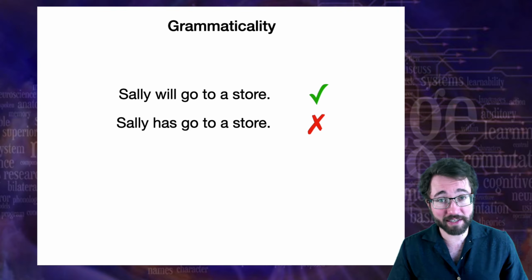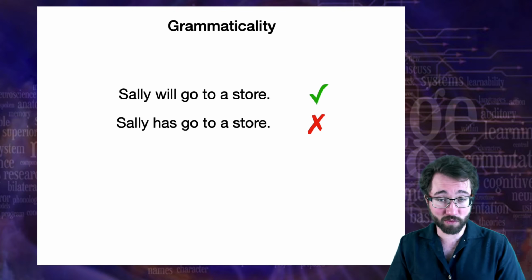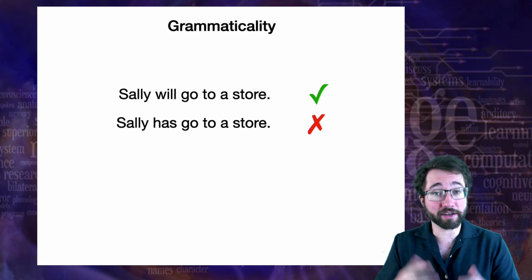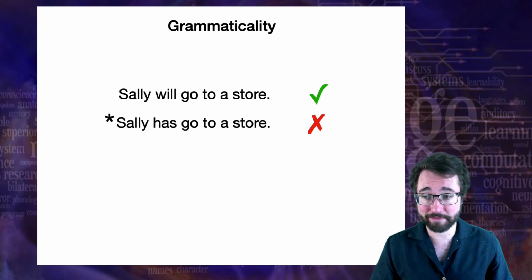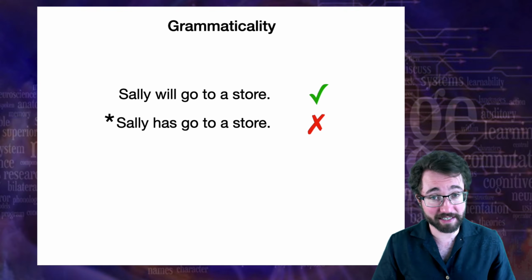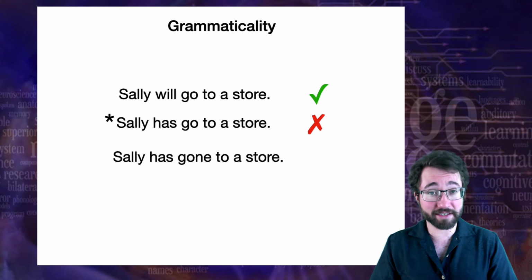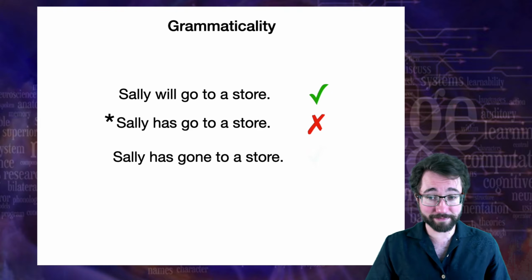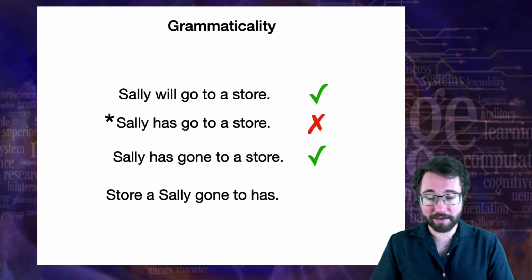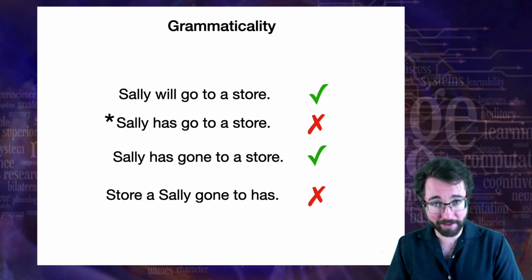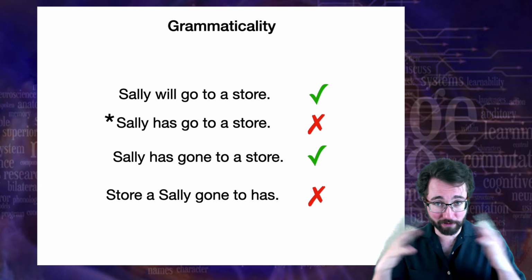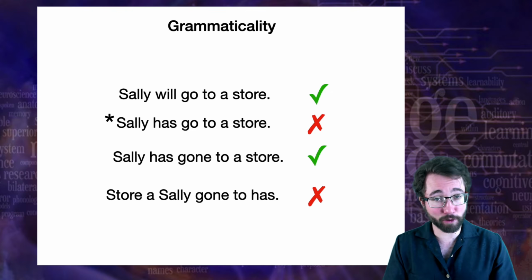What this shows is that whether or not a sentence is well formed depends not only on the order of the words, it depends on the form of the words. Depends on what the words are. So this gets a star. Sally has gone to a store, that would be grammatical. And this, store Sally gone to has, that's another sort of word salad. So that is ungrammatical. Even though it does have the right form of the verb, the order of the words is all wrong. And so that's ungrammatical in English.